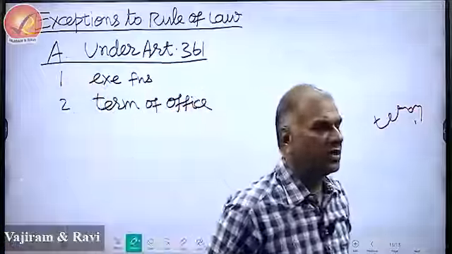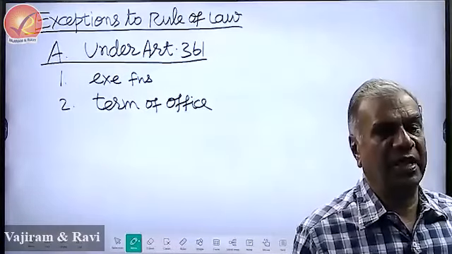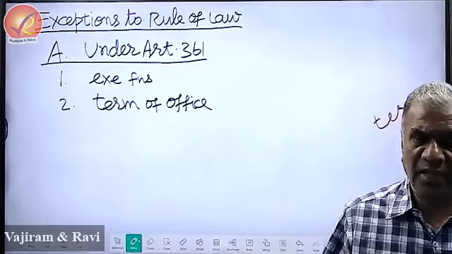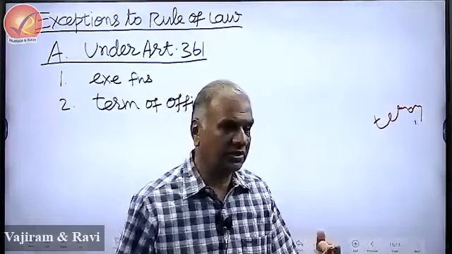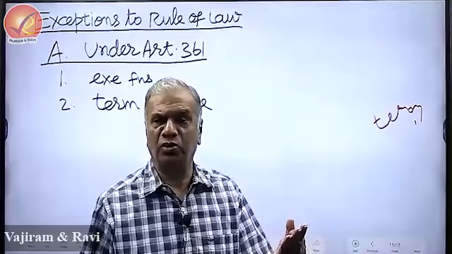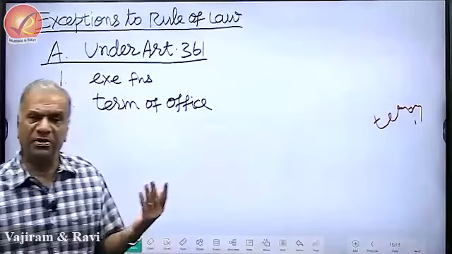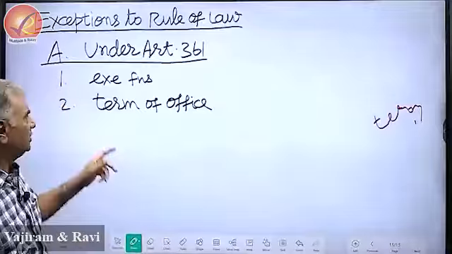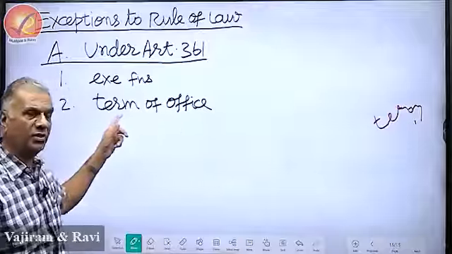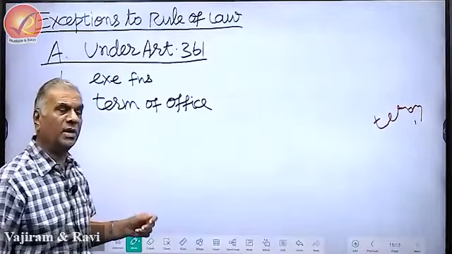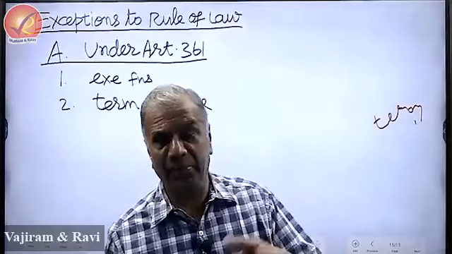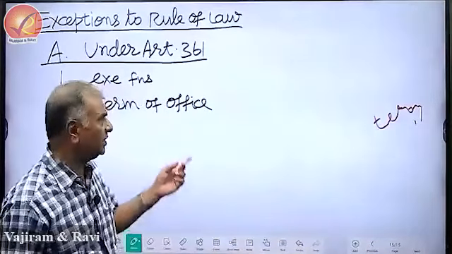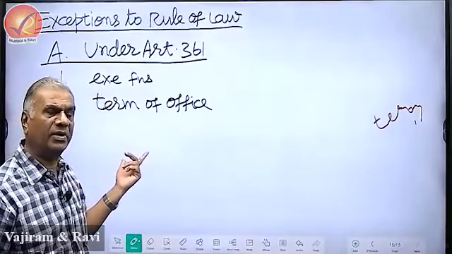So long as the President occupies his office, no criminal proceedings can be instituted against him in a court of law. Even if he commits a crime, he cannot be arrested, he cannot be charge sheeted, he cannot be brought before a court of law. Under Article 361, the President or the Governor enjoys complete immunity from the criminal jurisdiction of the courts. But this is available only during the term of office. Once he steps down, for example, if he is impeached by the Parliament, or he resigns, or he completes his 5-year term, he will be tried for the crime committed by him earlier.